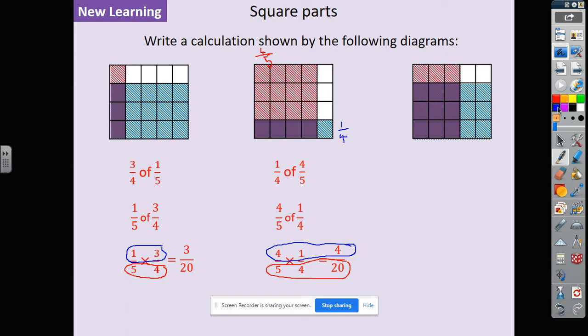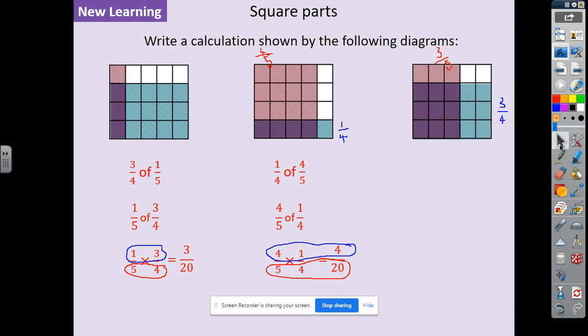So last one for you. How many quarters have we got shaded here? We've got 1, 2, 3 quarters shaded. How many fifths have we got? 1, 2, 3 fifths shaded. So how many of you have written the calculation? So here are some different ones that you may have chosen. 3 quarters of 3 fifths, 3 fifths of 3 quarters.